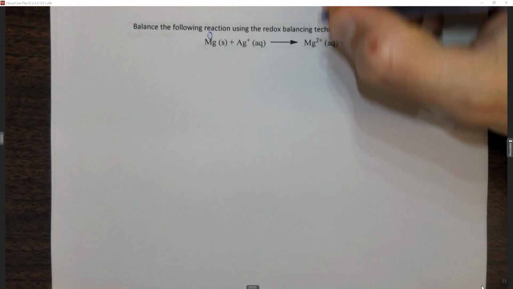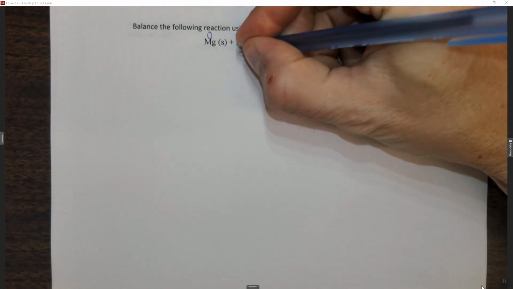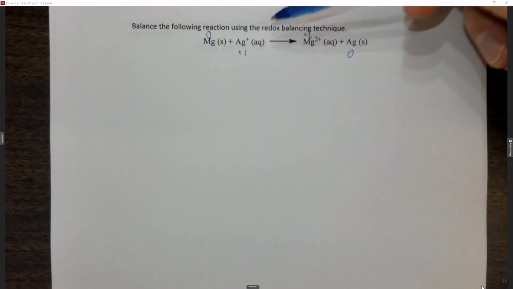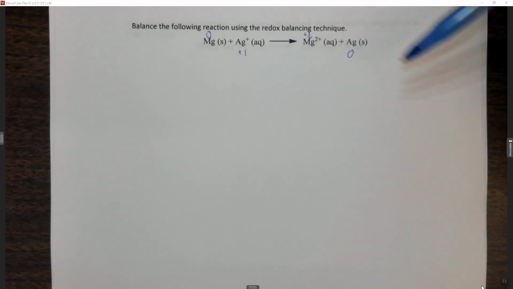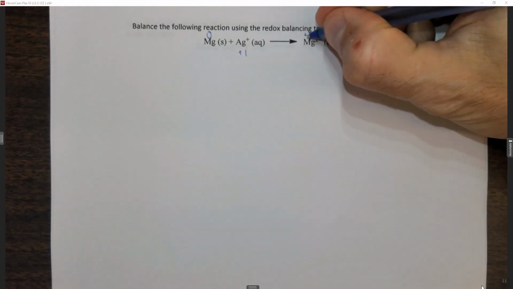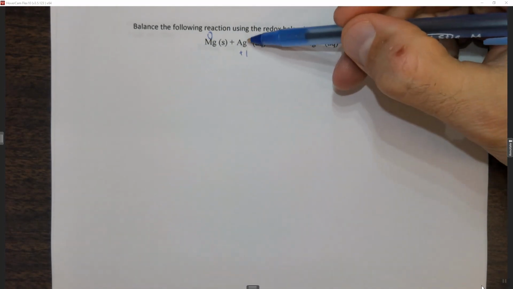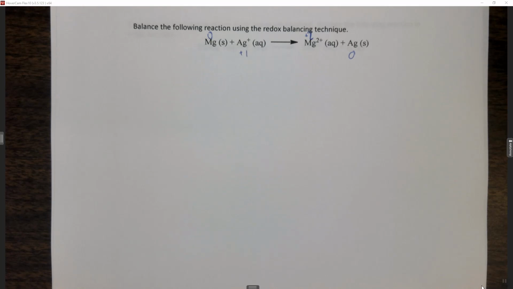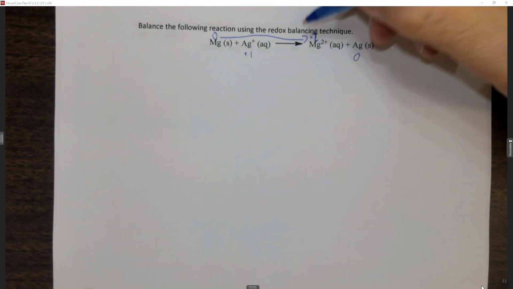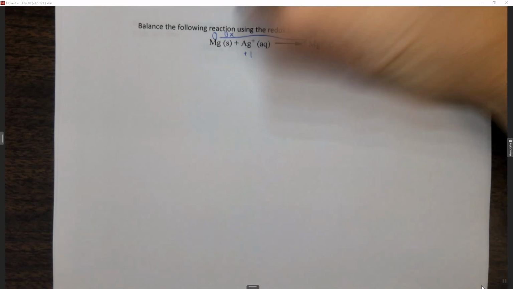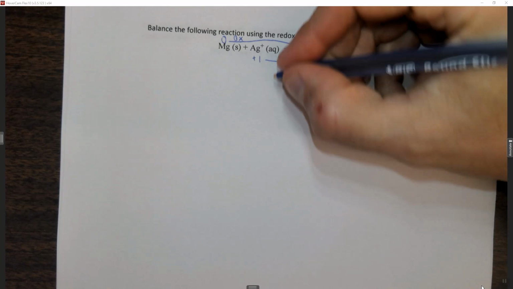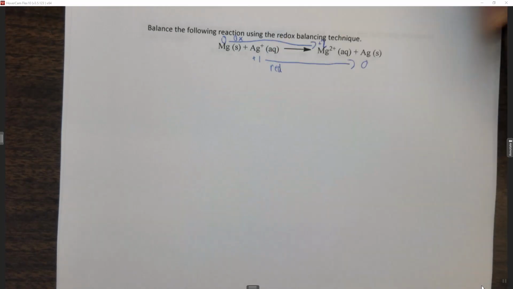So the first thing we need to do is identify the oxidation states of each of the ions and atoms in this reaction. So we have magnesium, which is elemental, so it has an oxidation state of 0, going to 2 plus, and it's given to us. And then we have silver, which is plus, going to silver, which is 0. So in this case, if you remember your Leo the lion says Ger, losing electrons is oxidation. So this is our oxidation half reaction, and gaining electrons is reduction. So this is our reduction half reaction.